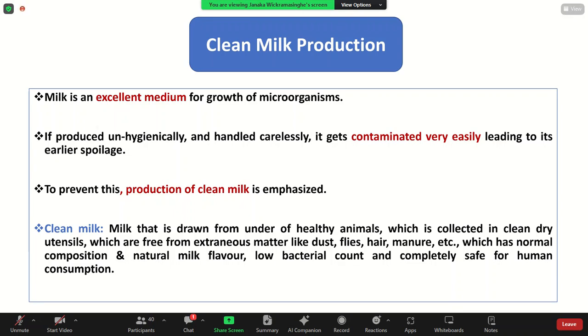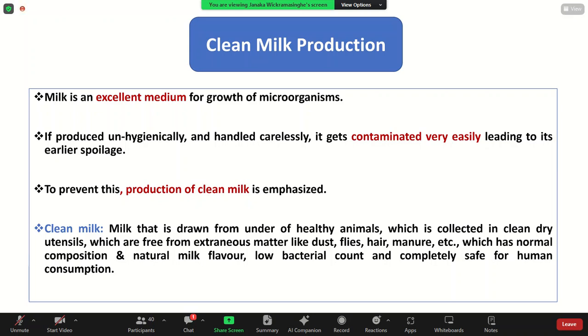in unhygienical conditions, right? What happens if we produce it in a way that is not hygienic? Or when we handle it in a careless manner, it can be contaminated very easily, and without a doubt, it will lead to the spoilage of the milk.